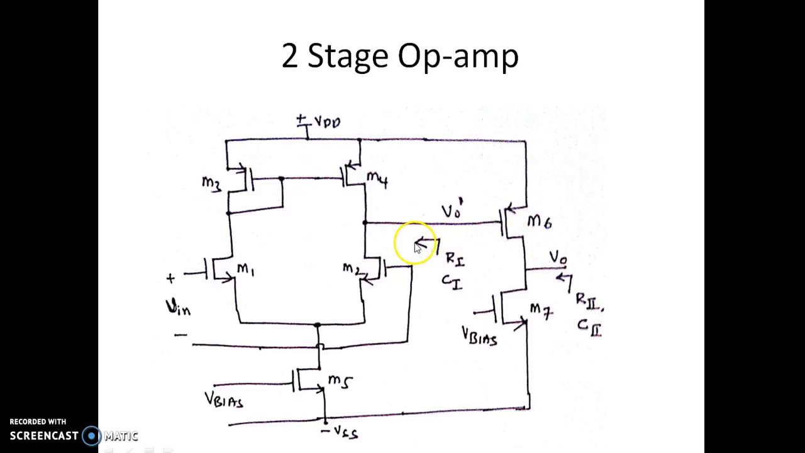And we are considering R1 and C1 as the output resistance and the output capacitance of the first stage, and R2 and C2 as the output resistance and output capacitance of the second stage respectively.